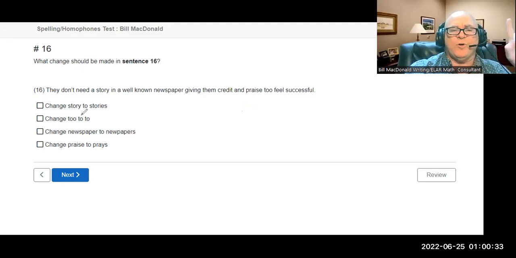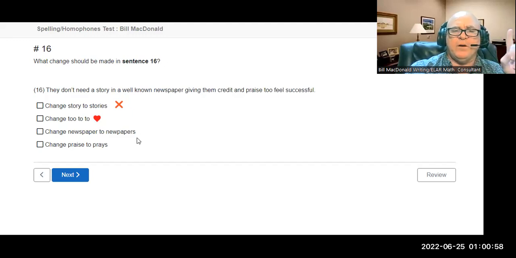Let's change story, singular, to stories. A stories, no, doesn't make sense. Change to as in excessive to for. To feel successful. That does make sense. So I'll temporarily, I love that one, so I'll put a little heart there.